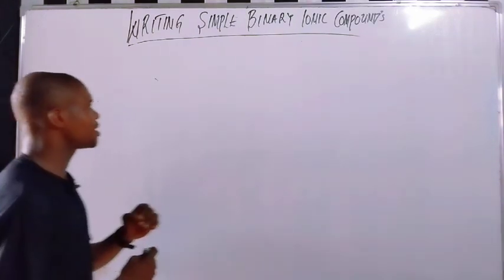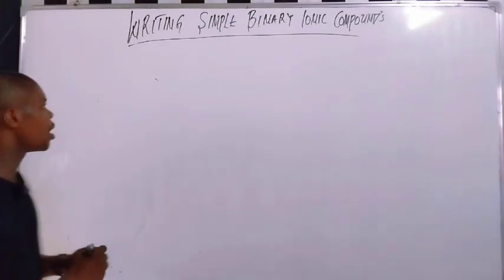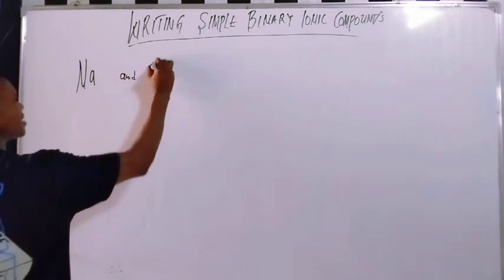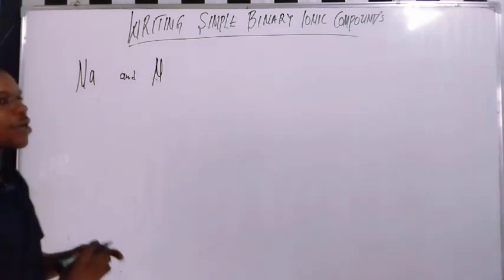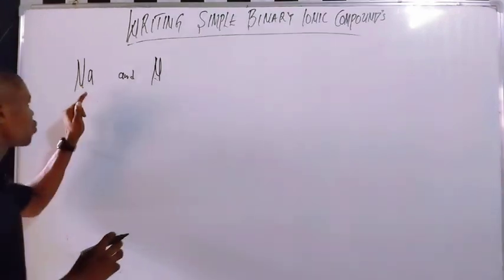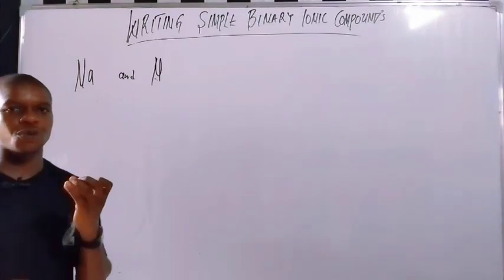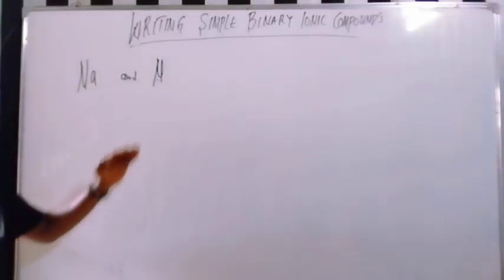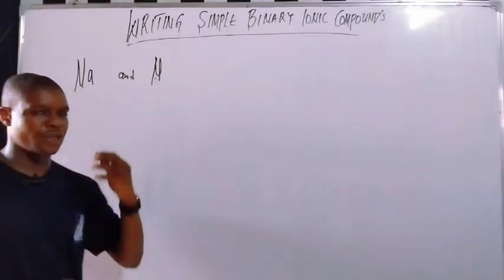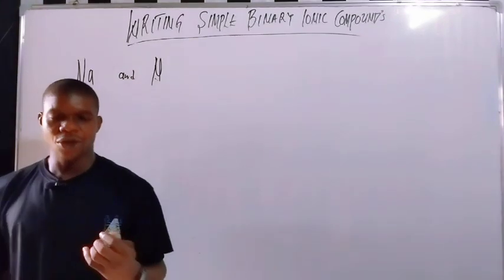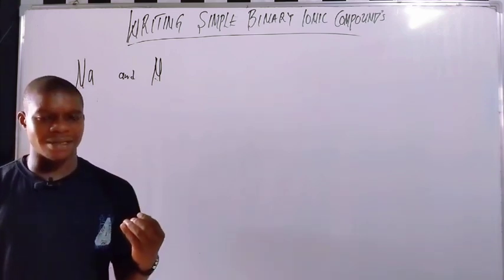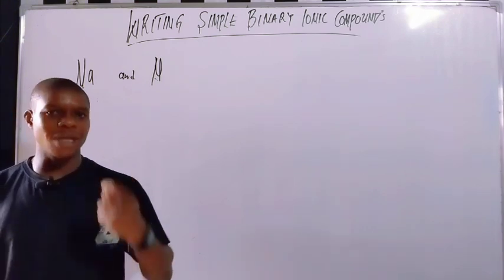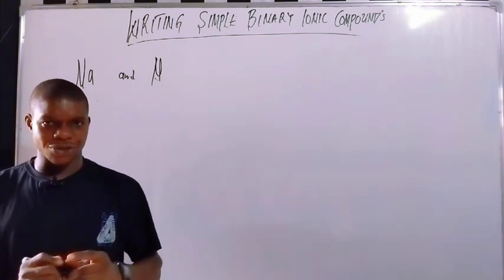If for example they say you write the ionic formula between sodium and nitrogen, how do you write the ionic compound between sodium and nitrogen? This is what you want to pay close attention to here. Therefore you have to know the oxidation state of sodium and the oxidation state of nitrogen. So what is the oxidation state? Oxidation state is formed when metals lose electrons and when non-metals accept electrons in order for them to obtain the octet electron configuration. Do you understand?